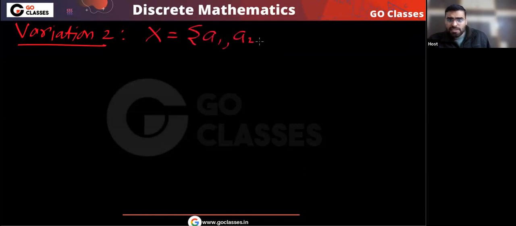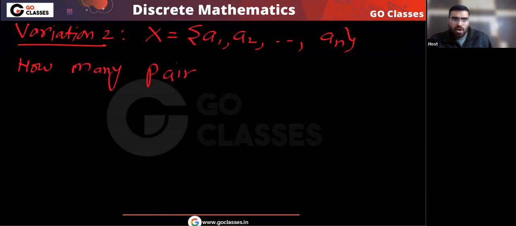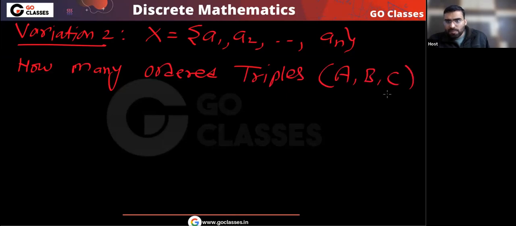Let me give you the answer for variation 2. So basically variation 2 is like this. You have a set X again which has n elements A1, A2 and so on up to An. These are the n elements. Now the question is, how many pairs, how many ordered triples A, B, C? This question wants this type of ordered triples.